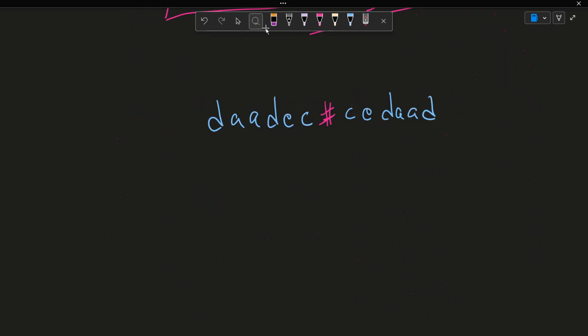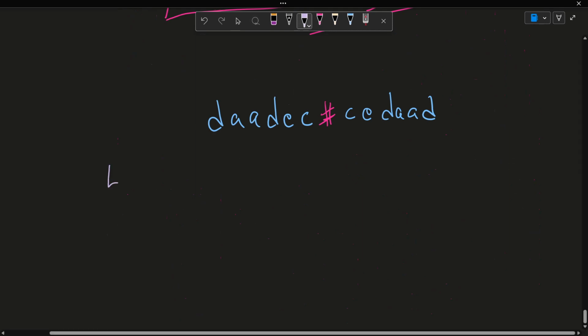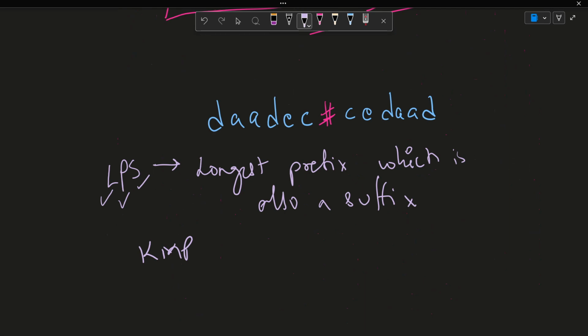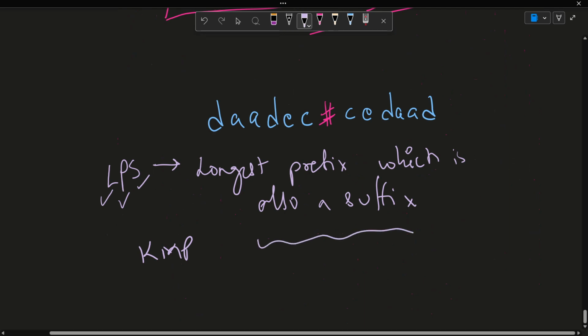So there's a notion known as the LPS, which is longest prefix which is also a suffix. Let me just write this: longest prefix which is also a suffix. So what is the role of the KMP algorithm? The role of the KMP algorithm is, given a string and given a pattern, let's say this pattern exists in this part of the string.